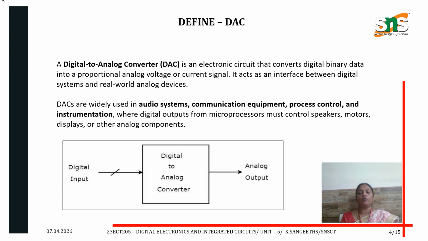Let us move on to the definition. A DAC, that is a digital to analog converter, is an electronic circuit that converts digital binary data into an analog signal. Analog signal means a voltage or current signal. So it mainly acts as an interface between digital systems and real world analog devices. Here we apply a digital input, and after passing through the DAC it will produce the analog output.